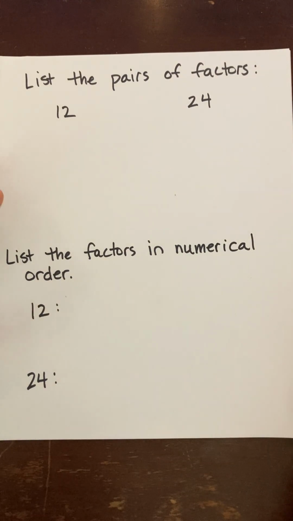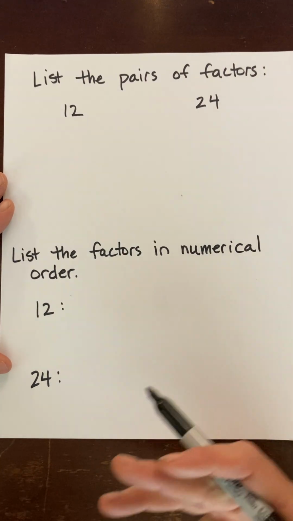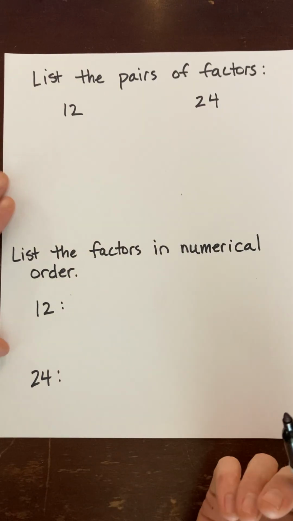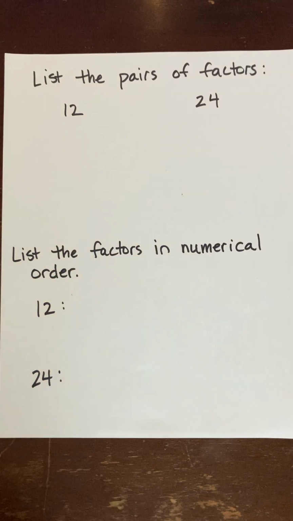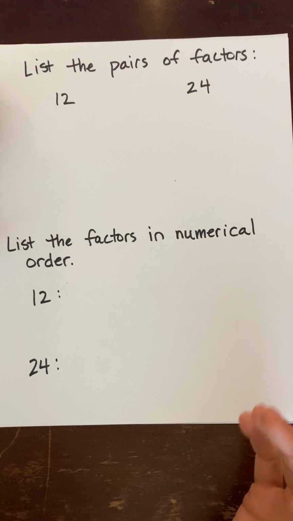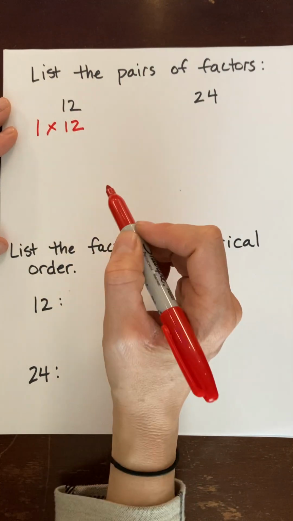Okay, so now that we understand the concept of what a factor is, students are expected to be able to write out pairs of factors for numbers, as well as list the factors in numerical order. So let's look at the pairs of factors for the number 12. We want to try and start from 1 and move up. So 1 times 12 equals 12.